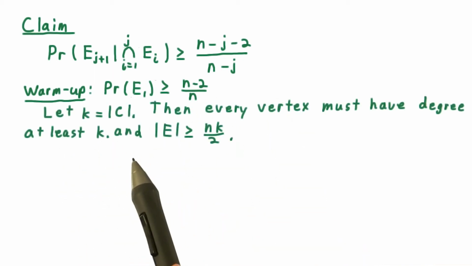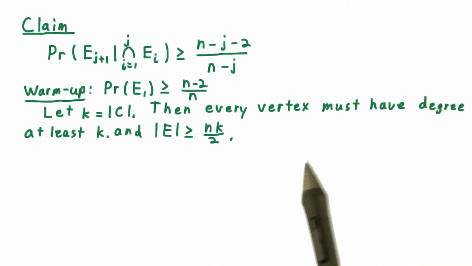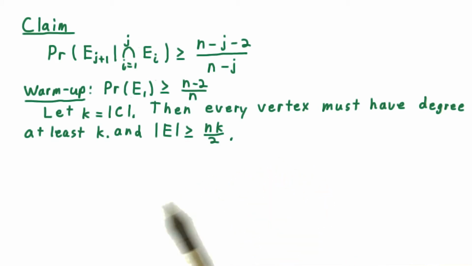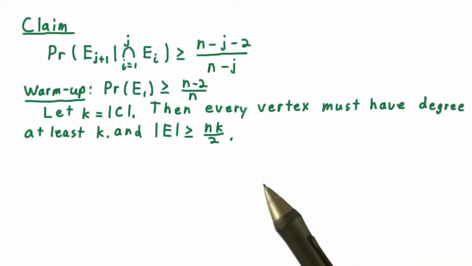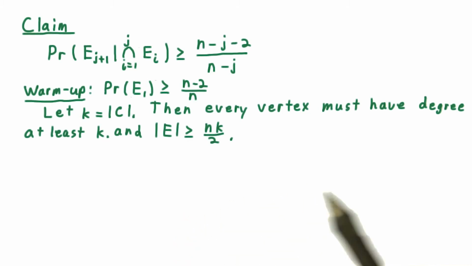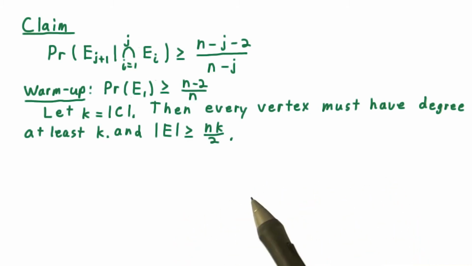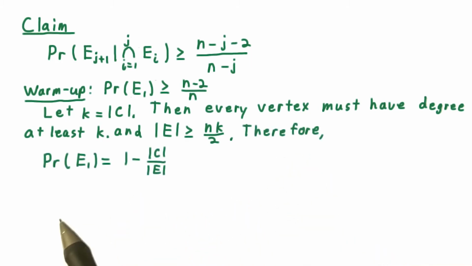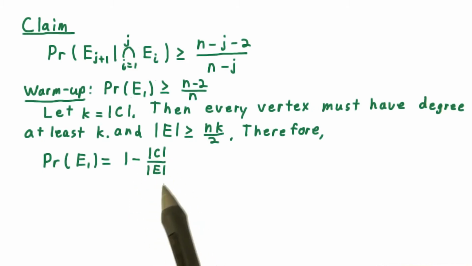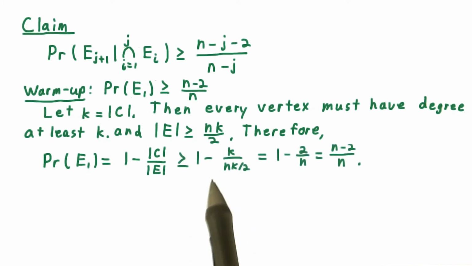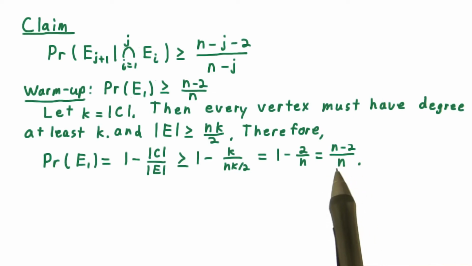Letting k be the size of the cut, we have that every vertex must have degree at least k. Otherwise, the edges incident on a smaller degree vertex would be a smaller cut set. This then implies that the total number of edges is at least n times k over 2. Every vertex must have degree at least k, and summing up the degrees for every vertex counts every edge exactly twice. Therefore, the probability of avoiding the cut set in the first iteration is 1 minus the size of C divided by the overall number of edges. This is at least this expression here, which then simplifies to n minus 2 over n.